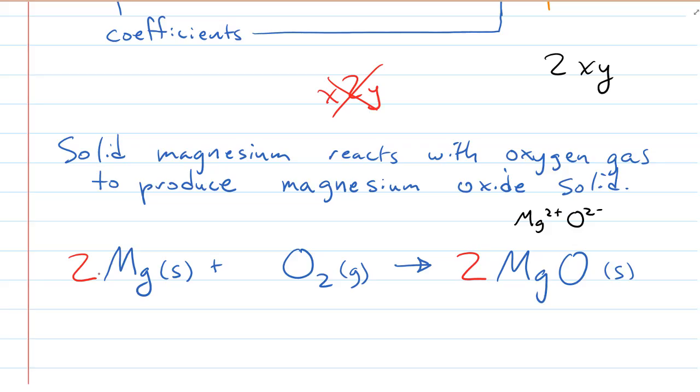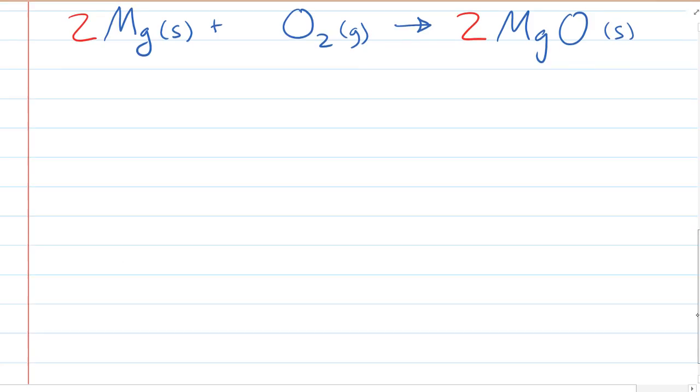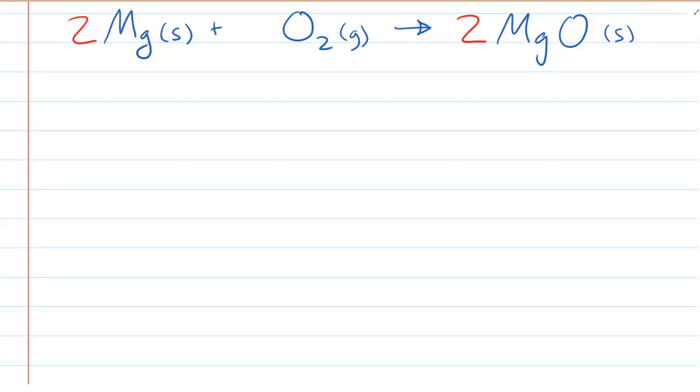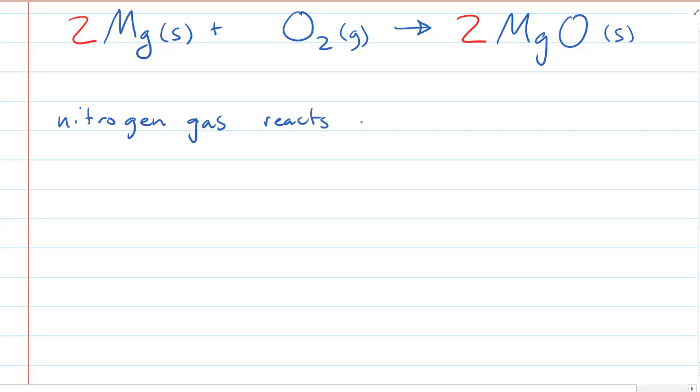Okay, next up, let's try this one here. Nitrogen gas reacts with oxygen gas. So nitrogen gas reacts with oxygen gas. No, let's not do oxygen. Let's do nitrogen. What do I want to do this time? Hydrogen. There we go. Hydrogen gas.